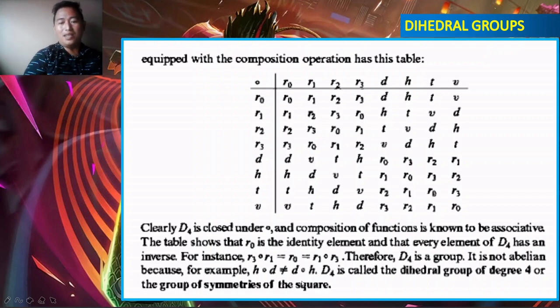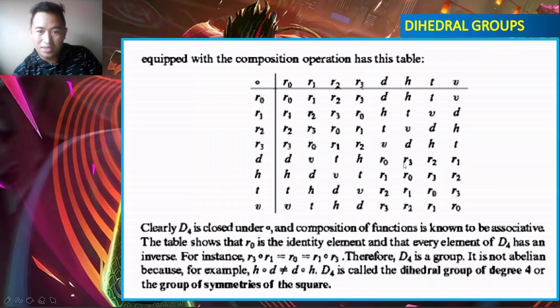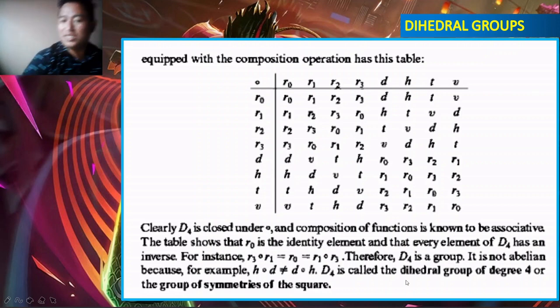Okay, it is not abelian because of the example H compose D is not equal to D compose H. D compose H is R3, and H compose D is R1. So they are not equal. So it is not abelian, but it is a group.